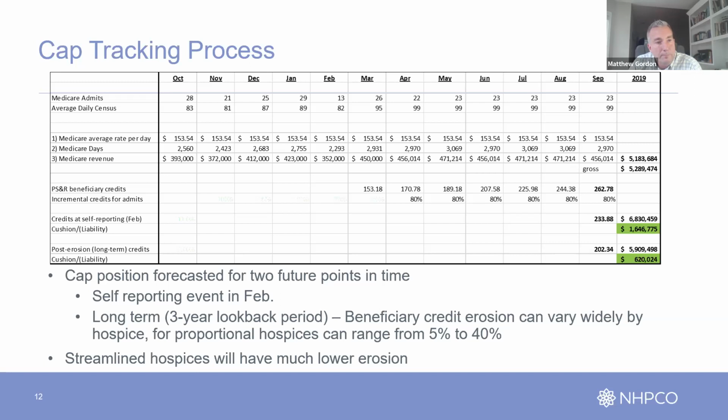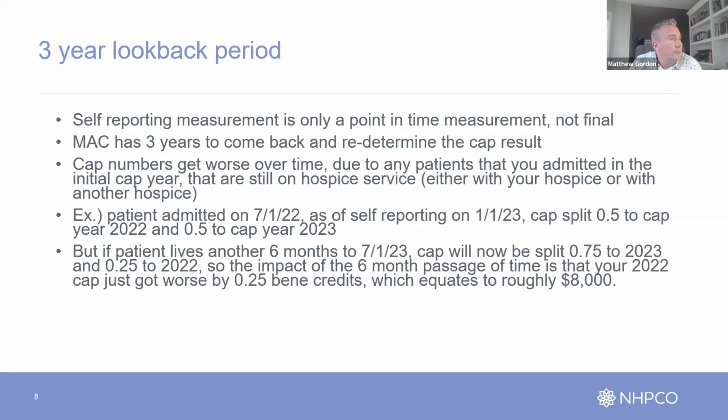Taking my example in year one, let's go back to that example, if you could, to the 3-year look-back period slide. Okay. So the patient was admitted July 1st, 2022. They passed away July 1st, 2023. So there are two separate calculations for that patient, one for 2022, one for 2023. So for 2022, 0.25 cap credits because 3 of the 12 months of their service were in 2022, so 25%. So that's about $8,000 of cap credit you got for 2022, okay?